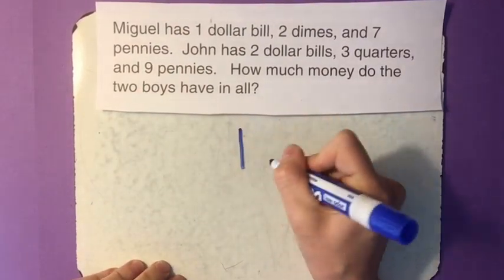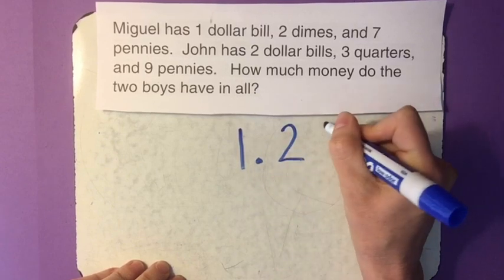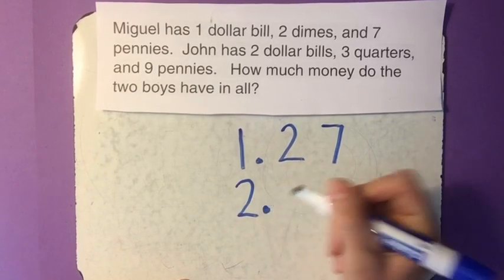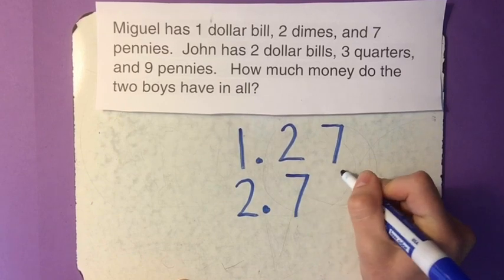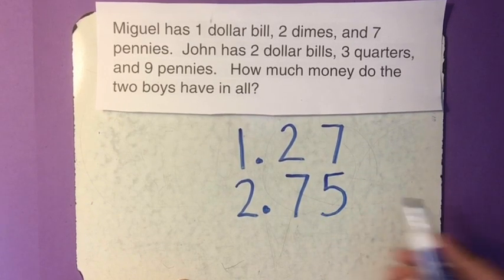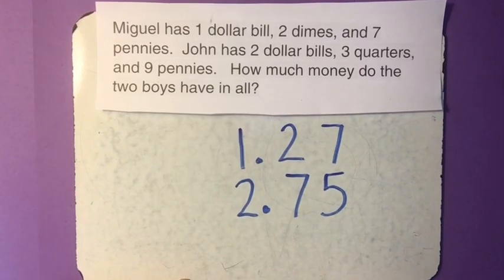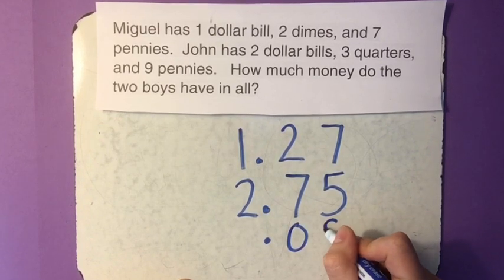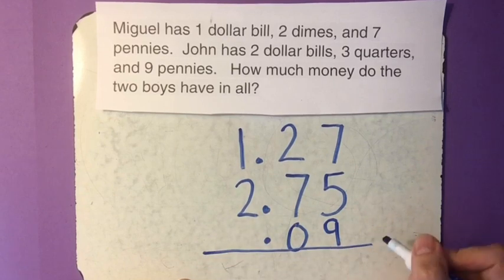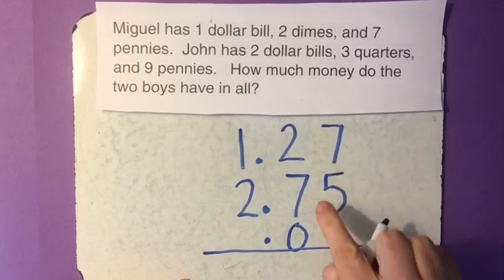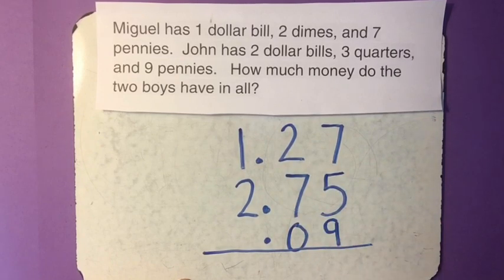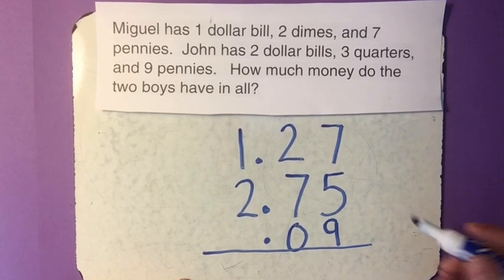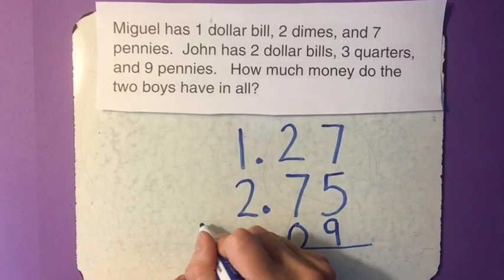Miguel has $1, 2 dimes, and 7 pennies. John has $2, decimal point, 3 quarters, which is 75 cents, right? And he has 9 pennies. So how am I going to get those 9 pennies in? Well, I'm just going to put them down here. I'm going to add the 9 pennies. And you might have combined 75 and 9 and just put the answer for what 75 plus 9 is. Like in my mind, I'm calculating it's 84 cents. So you could do it that way as well. I'm going to just line it up this way, and then we're going to go ahead and add.